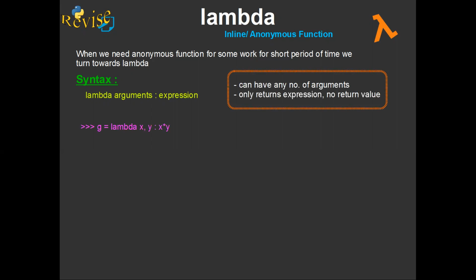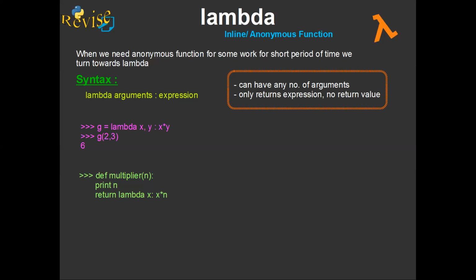We define a lambda function for multiplication of two values. x and y are arguments here, and the expression x multiplied by y, that's what we return. We assign it to a variable g. As it is an anonymous function, it doesn't have a function name, so you have to assign it to a variable and pass the values to the variable, g of 2, 3. You get output 6.